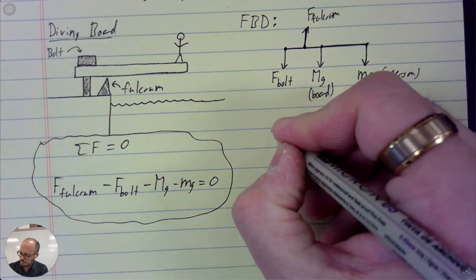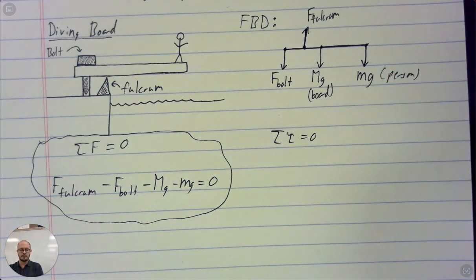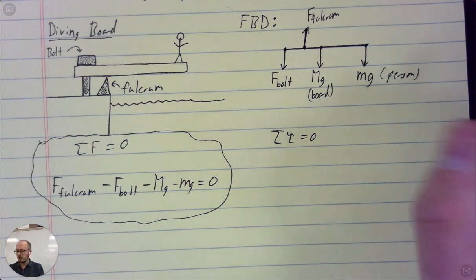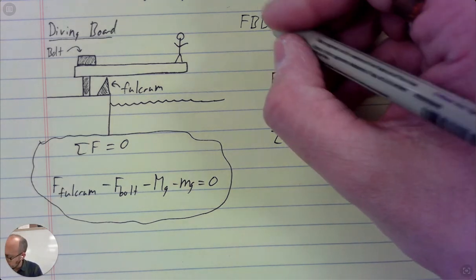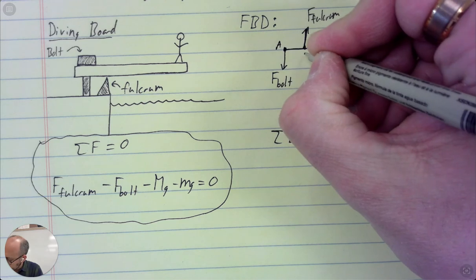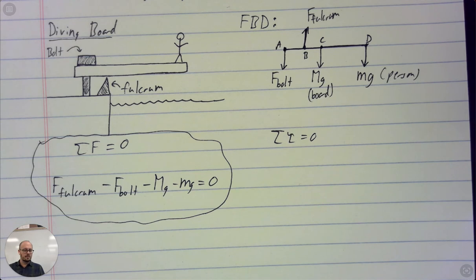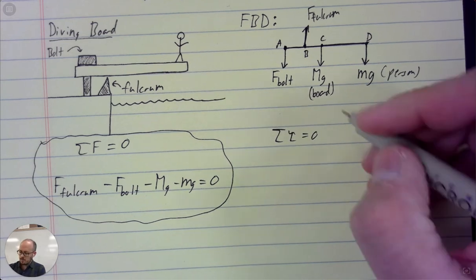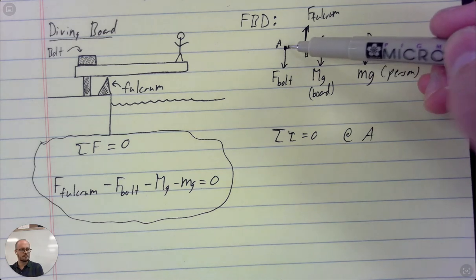The net torque is also equal to 0, but I have to make a choice. I have to choose where on this picture I'm going to make there be a net torque of 0. So I'm going to label a couple pieces. I'm going to label this point A, B, C, and D. Now, the instruction is whenever you choose an axis of rotation, make sure that there's a force there, because that does something very nice for your equations. So I'm going to say the net torque is equal to 0 at point A. So there we go. All right.